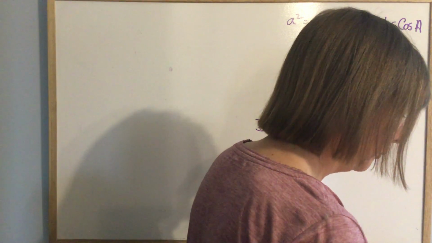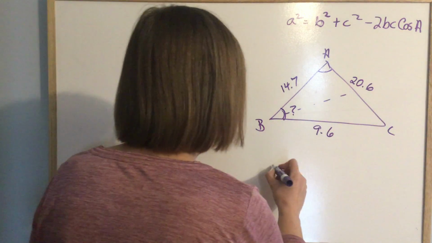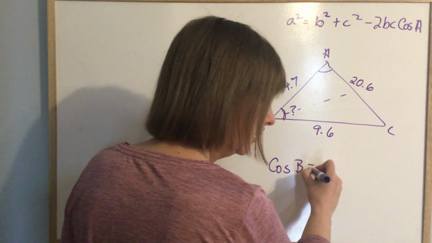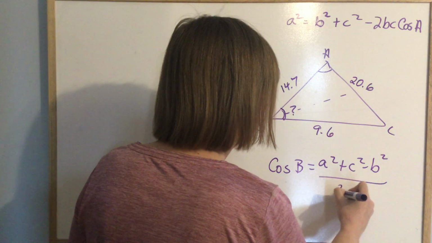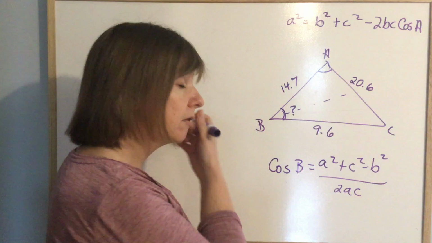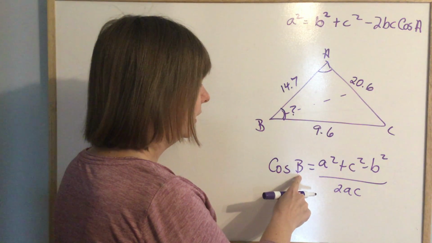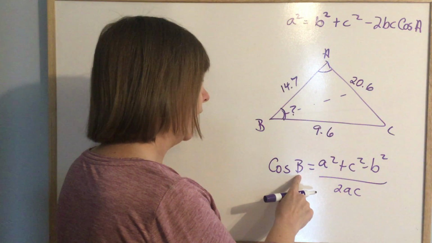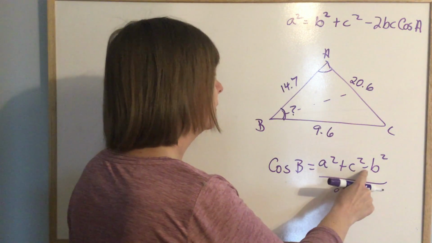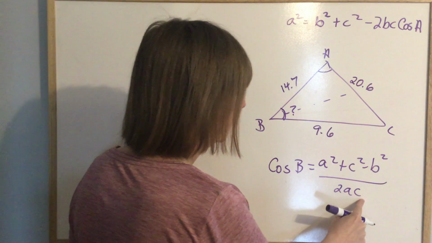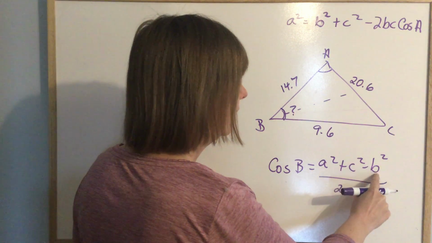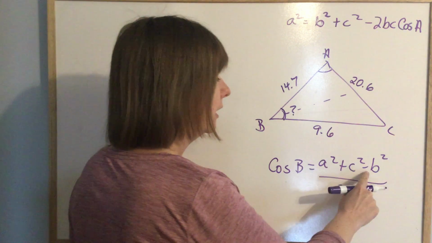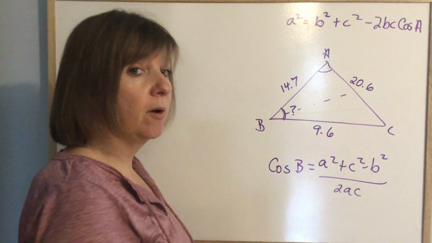If you want, they have it rearranged for you, and it looks like cos of B is equal to a squared plus c squared minus b squared over 2ac. So some people memorize this and they go, okay, if I was looking for, say, A, it would be cos of A is equal to b squared plus c squared minus a squared over 2bc, right? If this is the B, if that's what we're trying to find, then it's minus b squared. If we were trying to find A, then it would be minus a squared. And they memorize it that way.